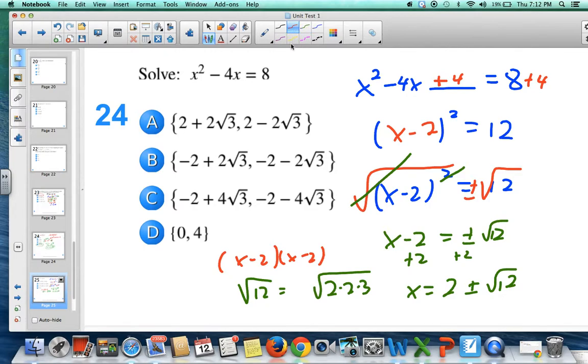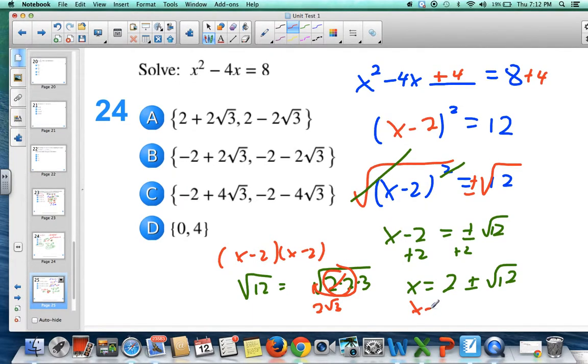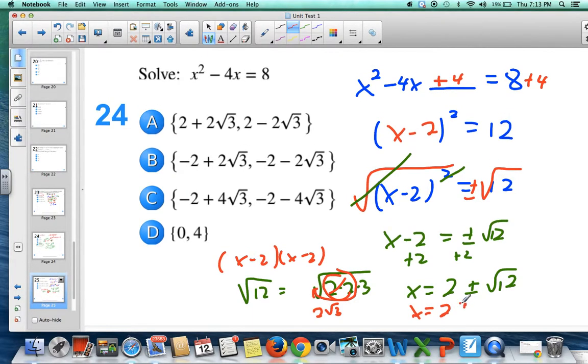And now to simplify the square root, I circle things that are common. Cross off one of them, the other one comes out front. So it's 2 square root of 3. So this would become x equals 2 plus or minus 2 square root of 3. So that's going to be 2 plus 2 square root of 3 and 2 minus 2 square root of 3. So A would be the answer for that one.